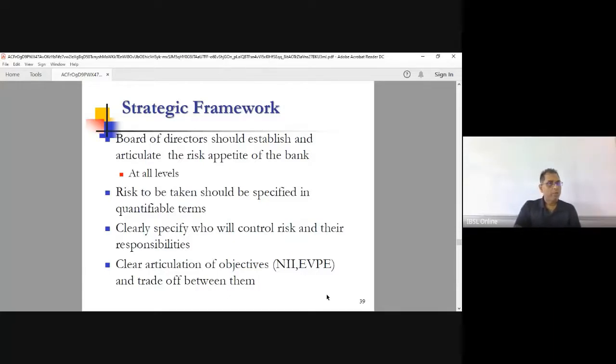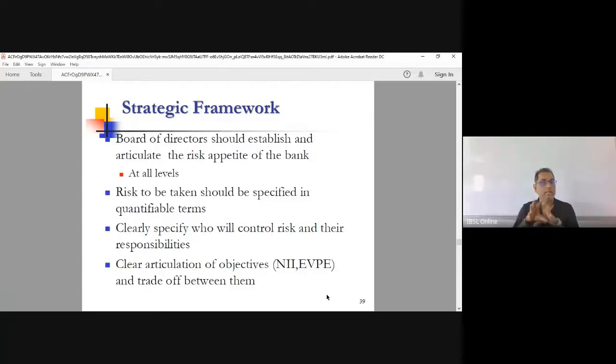Okay. If the board of directors turn around and say, okay, look, we want to achieve X amount of target returns, but our risk appetite is this. We don't want to go beyond this risk appetite. We want to keep our risk within a certain threshold. We are conservative, we are highly risk averse or whatever, right? And then they say, okay, we want these people or these functions to control the risk. And these are their responsibilities, right?